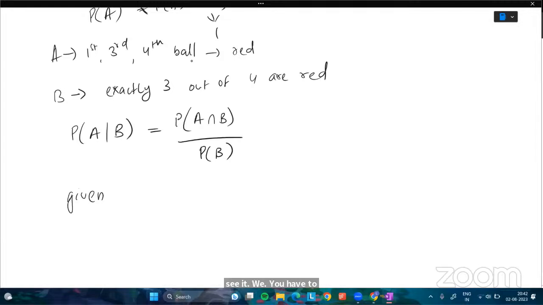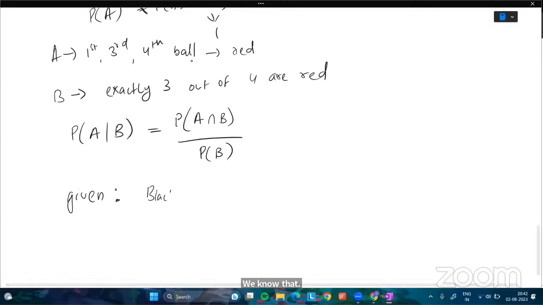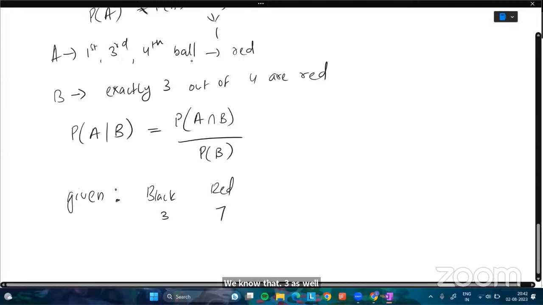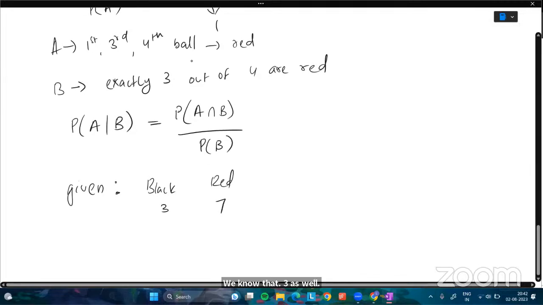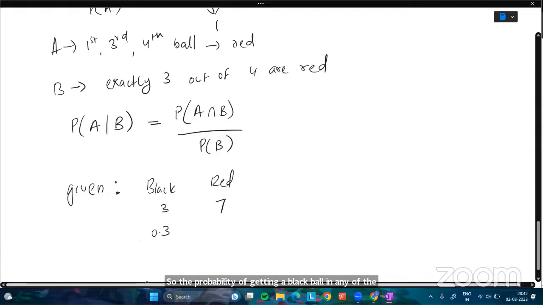Before that, let's just write down everything given for us. We know that 3 are black and the remaining 7 are red. We know that a sample is chosen with replacement. So the probability of getting a black ball in any of the terms is 0.3, and the probability of getting red in any one of the terms is 0.7. Since it's done with replacement, we will have the same probability for every term.